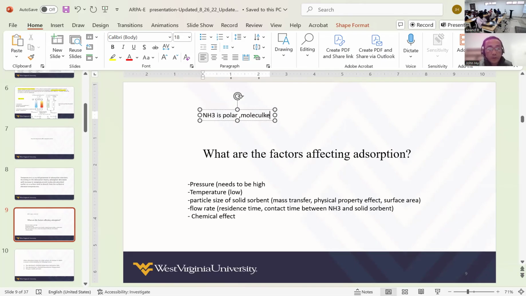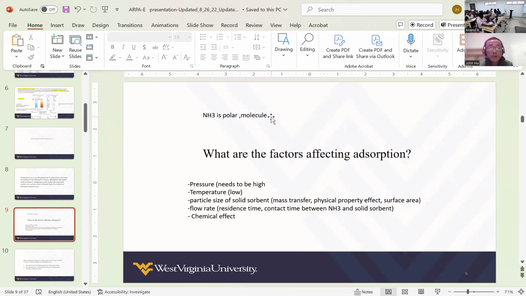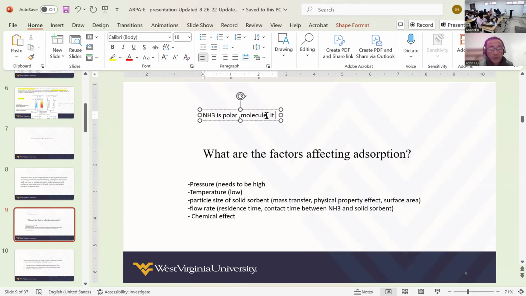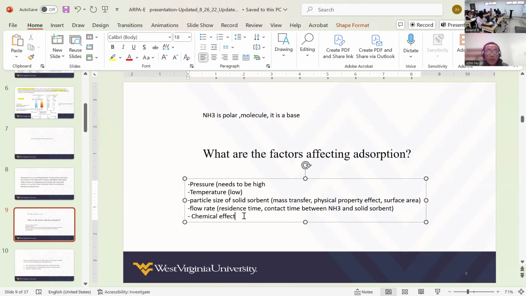You understand what I'm saying? Polar molecule. Essentially, it's a base. It is a base. So for chemical effect, any acidic nature of the solid solvent will tend to adsorb more ammonia. Make sense?